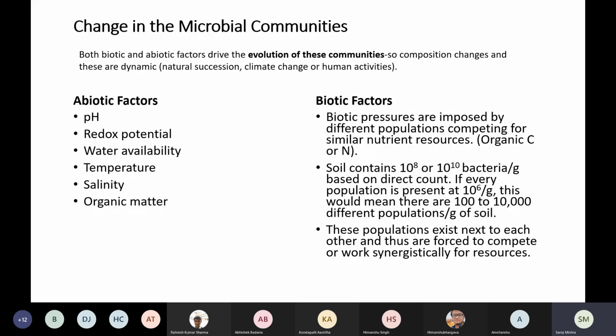And you'll find it very fascinating to know that the more fertile the soil is, the better the soil is, the more the diversity is going to be.